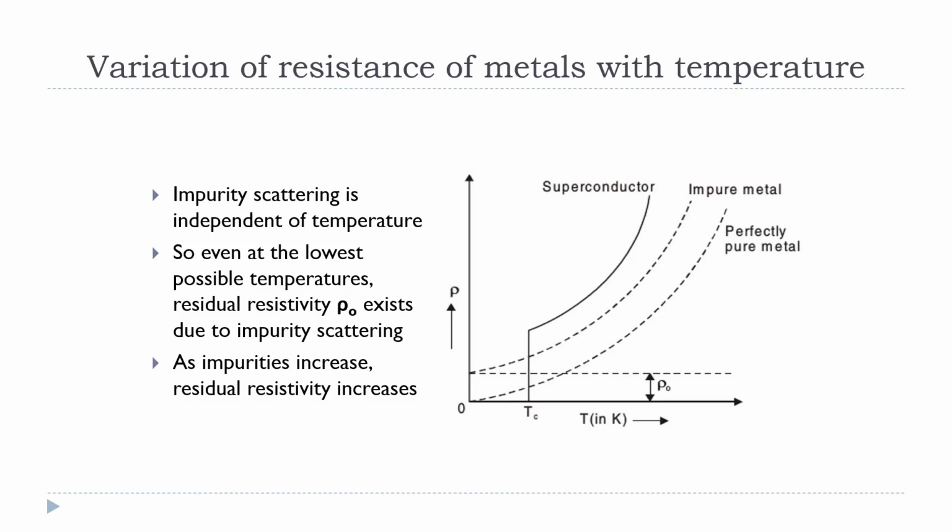Even though there is no thermal motion, the impurity scattering takes place, and this causes the remaining resistance or resistivity in that material. So even at the lowest possible temperatures, the residual resistivity rho naught exists due to impurity scattering. Now, if the impurities increase in that material, the amount of residual resistivity rho naught will increase.